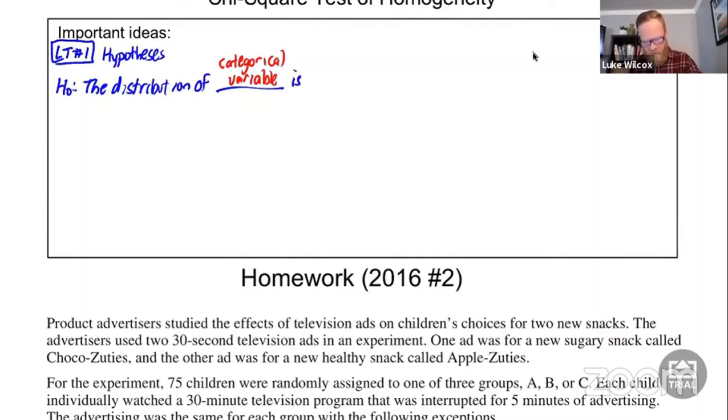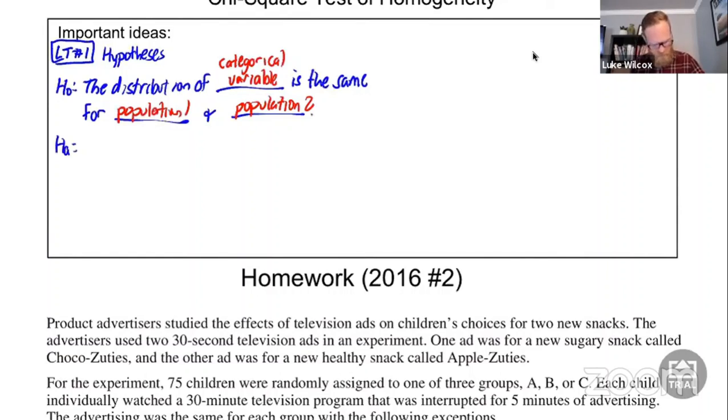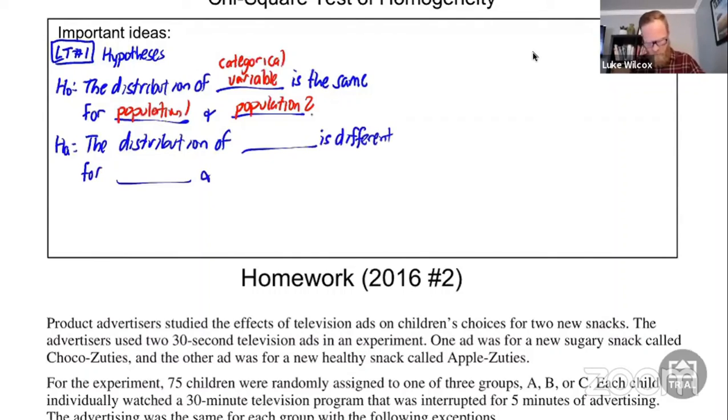And we're going to say in the null hypothesis that that distribution is the same, right, homogeneous, for, and then you're going to have 2 different populations here, or maybe more than 2 populations. So you're going to fill in the blanks here with population 1 and population 2. Okay, and then your alternative is essentially going to say the opposite here. The distribution of whatever your categorical variable is different for population 1 and population 2. You just have to fill in the blanks.